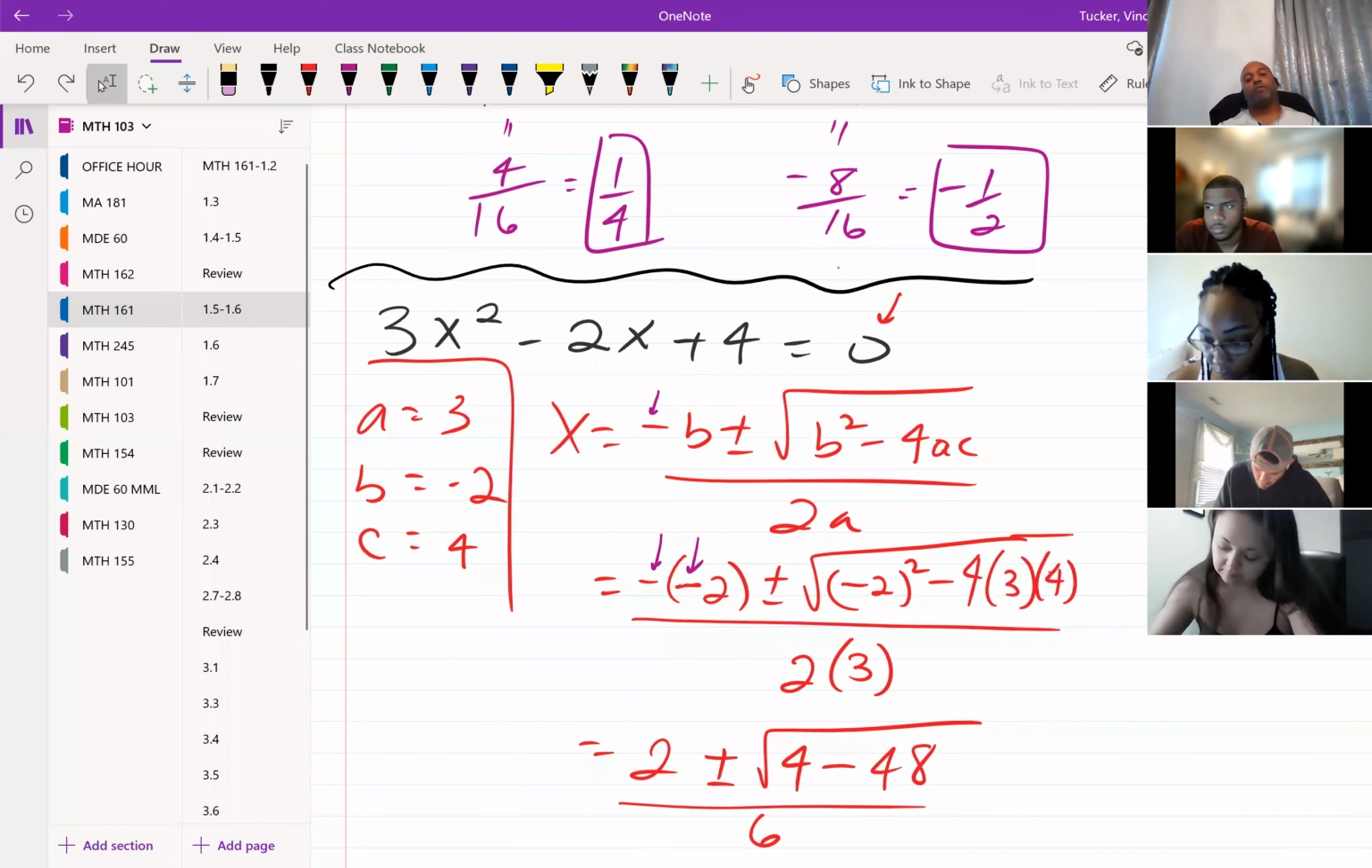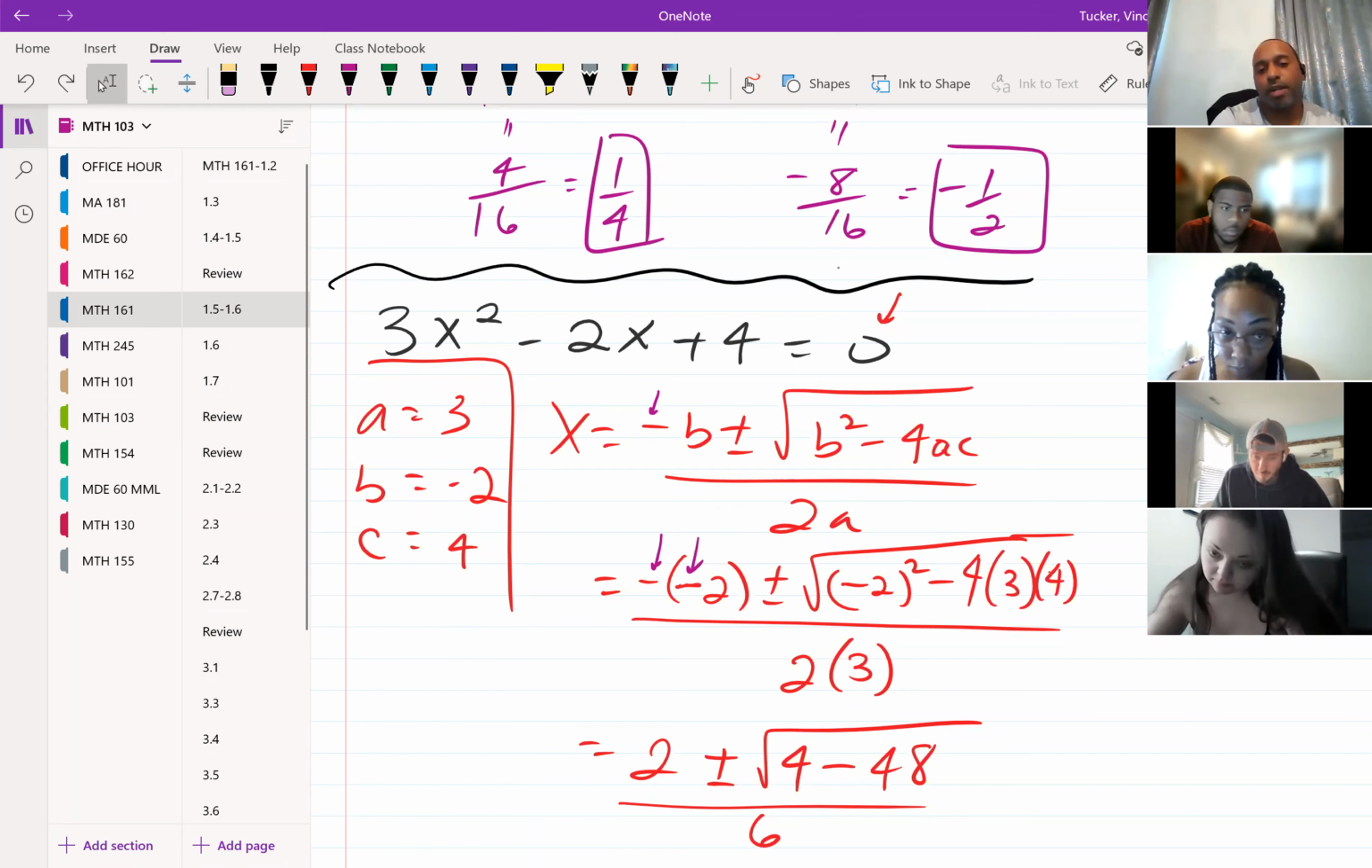Okay, negative to negative turns positive, so that's a +2 now. Plus or minus -2 squared, which is 4. Then we have -4 times 3 times 4, which is -48, over 2 times 3, which is 6.